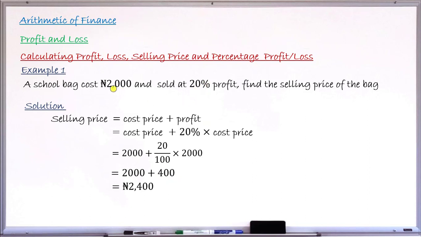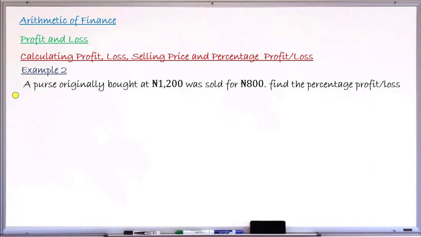So let's just move to example number 2. It says a purse originally bought at 1,200 naira was sold for 800 naira. So the question asked here is: find the percentage profit or loss. Solution to this very problem.